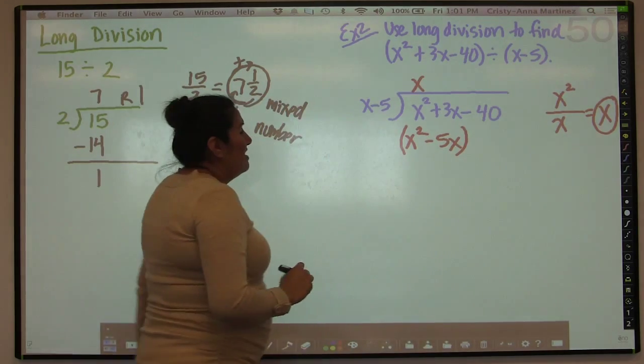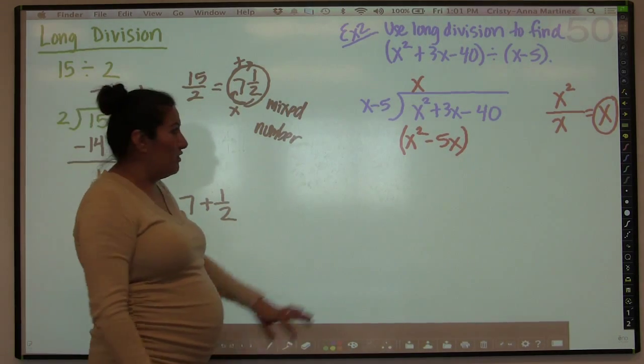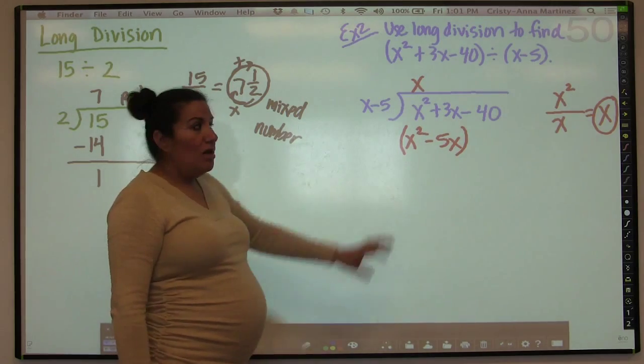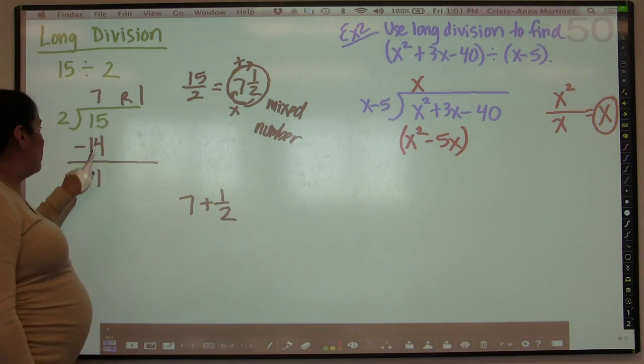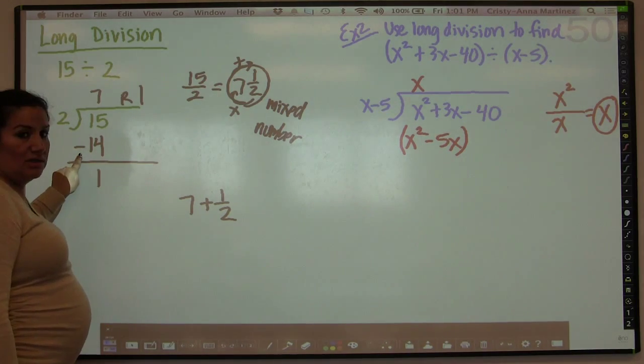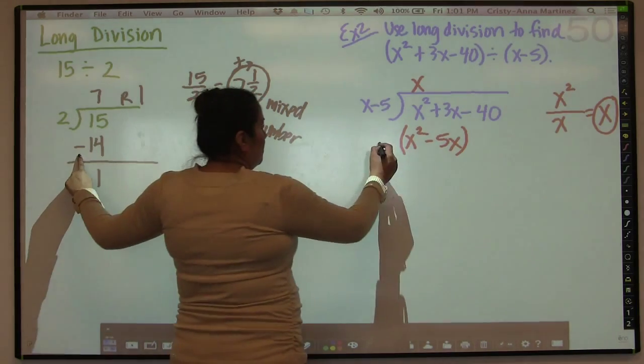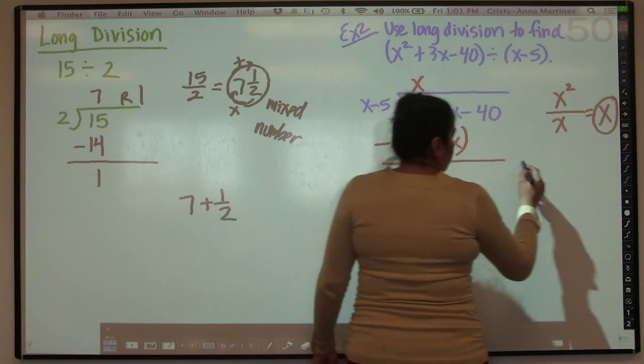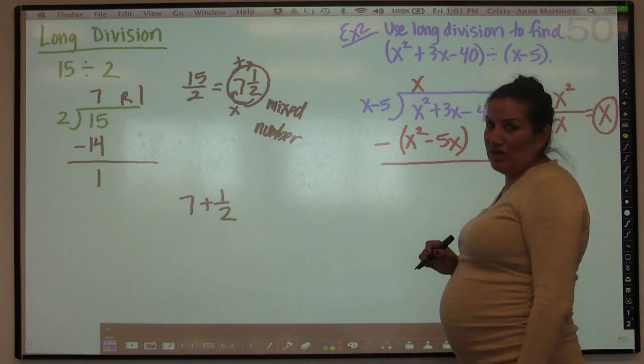The next thing we have to do, which a lot of times students forget when we're doing it with polynomials, but you don't forget over here. After I put my product here, 2 times 7 is 14, I have to subtract. So that's what I'm going to do next. I'm going to subtract these. It's very important that you're not afraid to subtract.